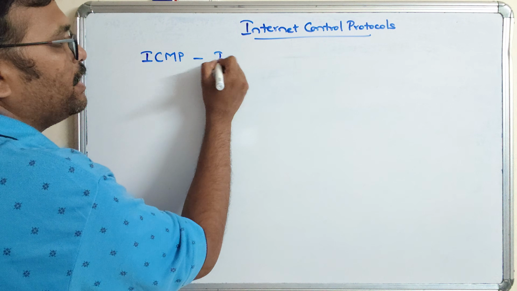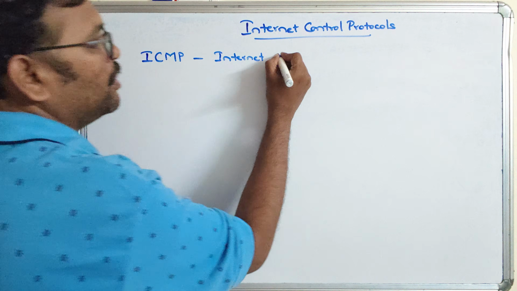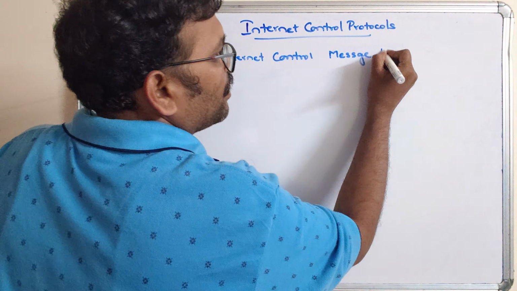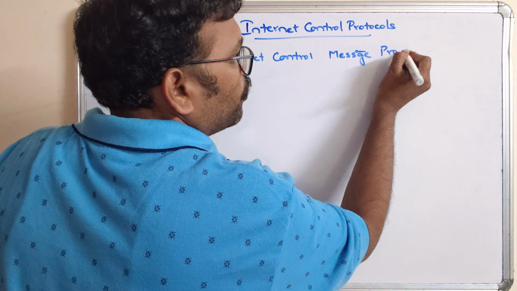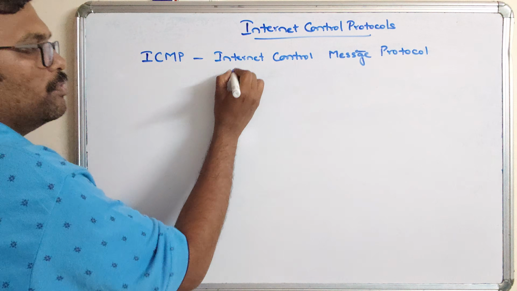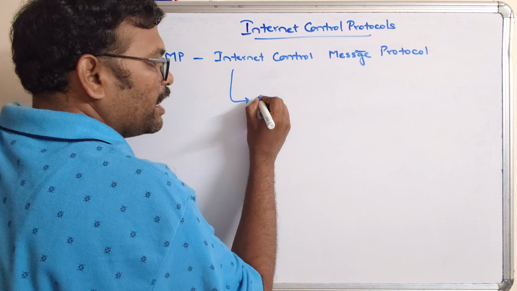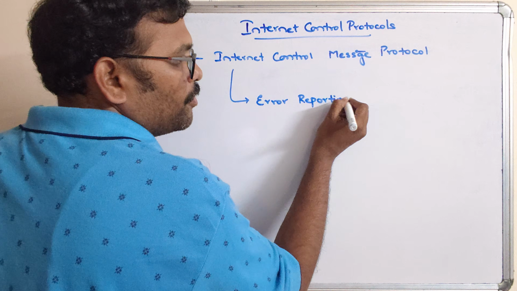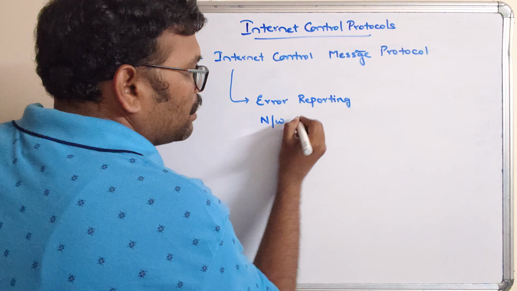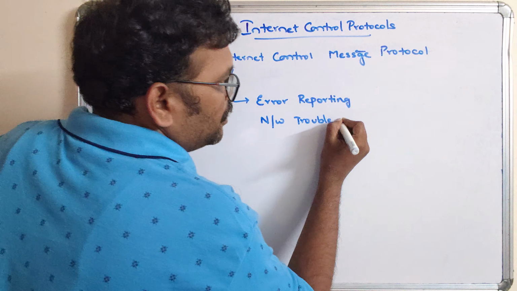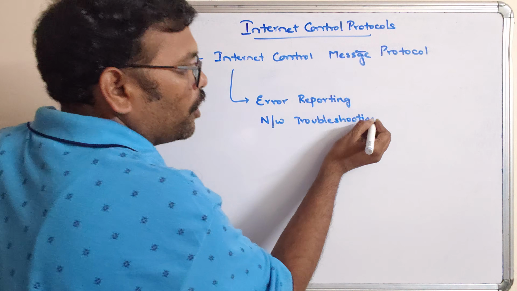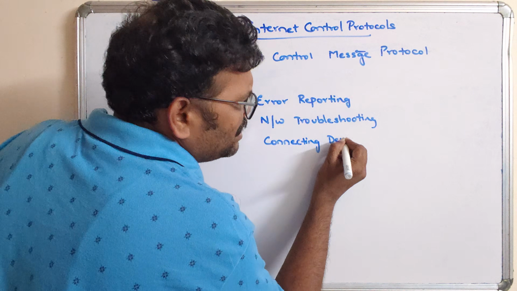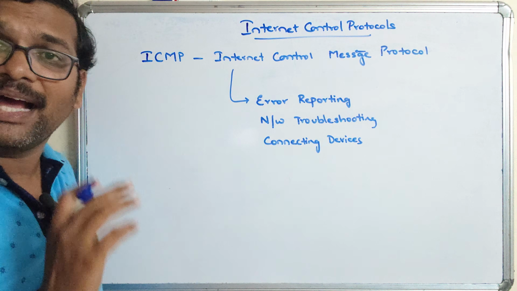ICMP stands for Internet Control Message Protocol. This is mainly used for sending error messages. So error reporting, network troubleshooting, or connecting the devices. These are all simple functionalities of ICMP.